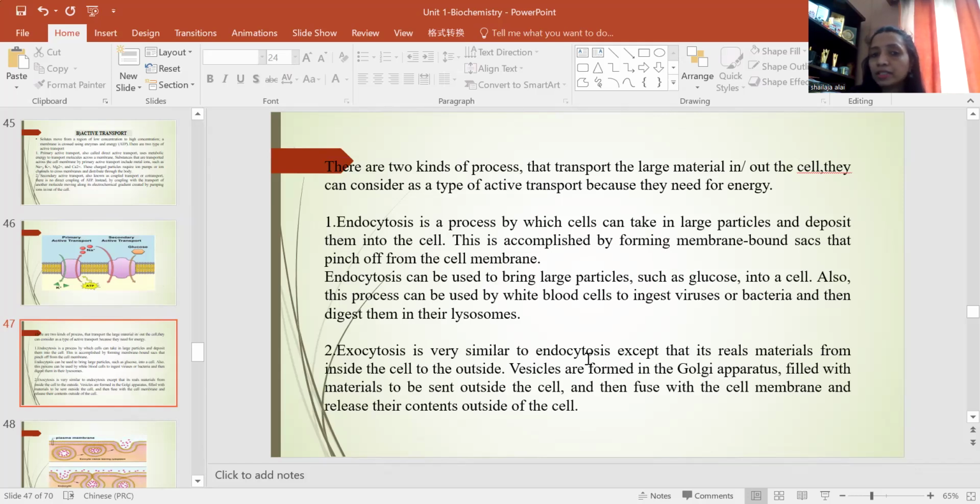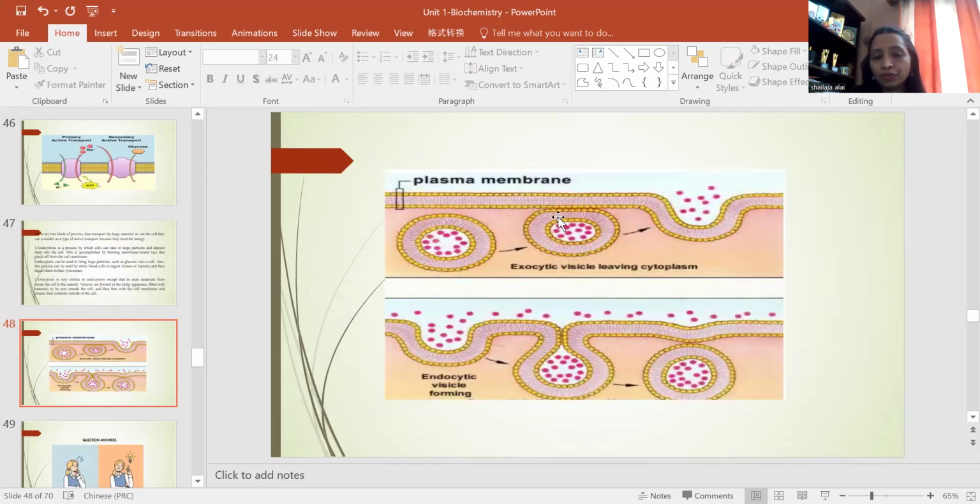Exocytosis means the materials from inside cells can go out of the cell via exocytosis. Small vesicles are formed in the Golgi apparatus, and the materials which need to be transported get filled inside the vesicles, and they can be transported. These are the diagrammatic representations of exocytosis and endocytosis.